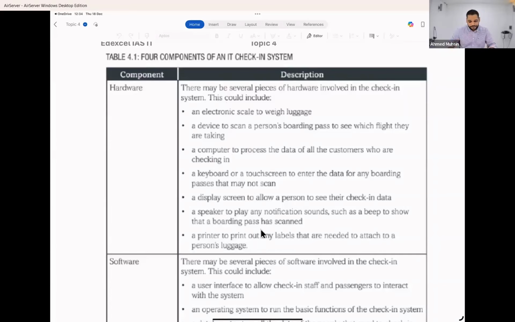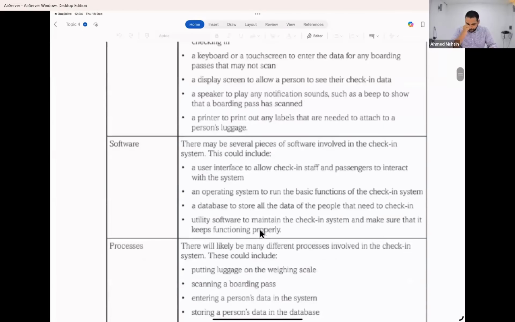Now read the software. Number one, there would be a user interface that would allow the staff to process your data. They can see forms and buttons and icons and things like that. An operating system, a database, utility software. Then guys, there will be processors. How do the hardware, software and people all work with each other?